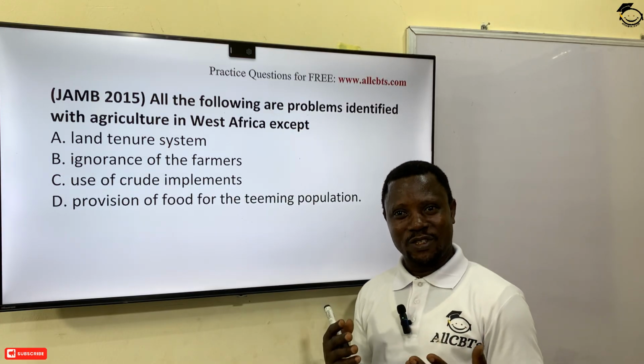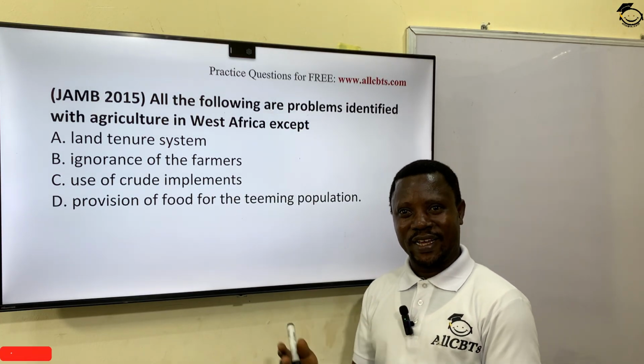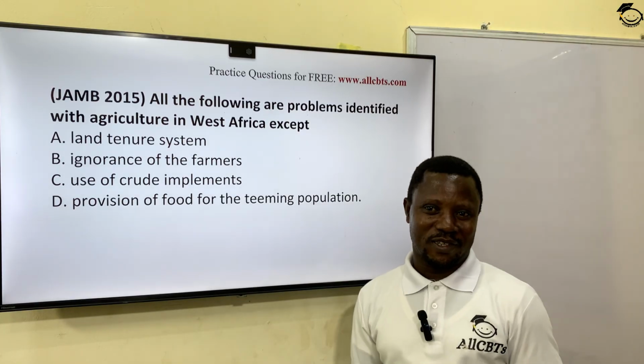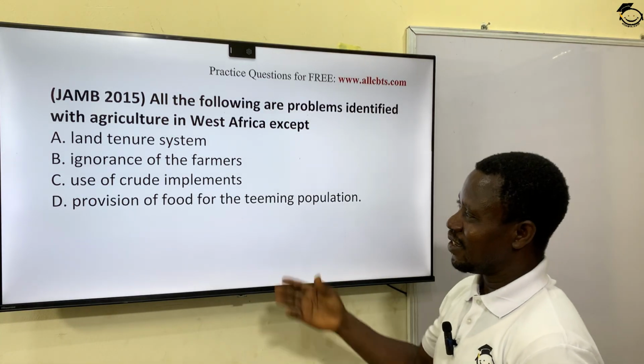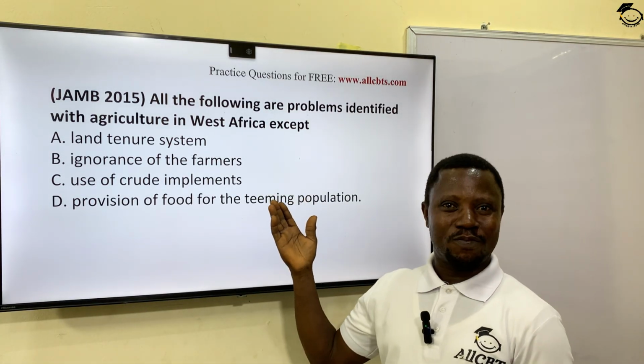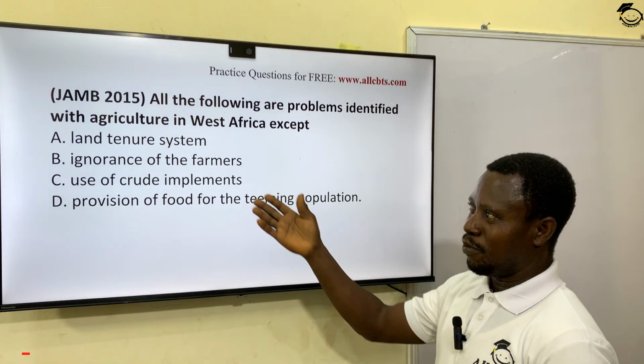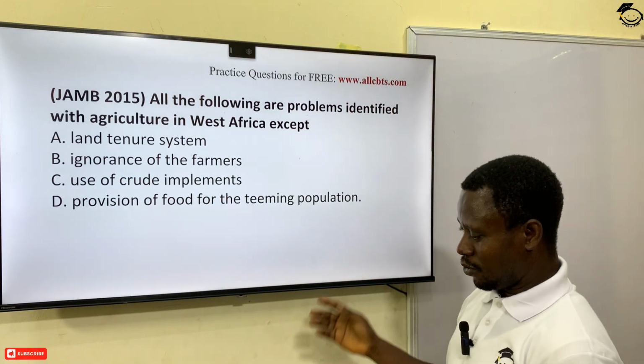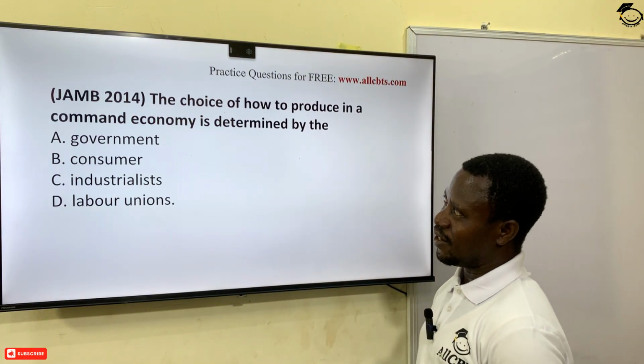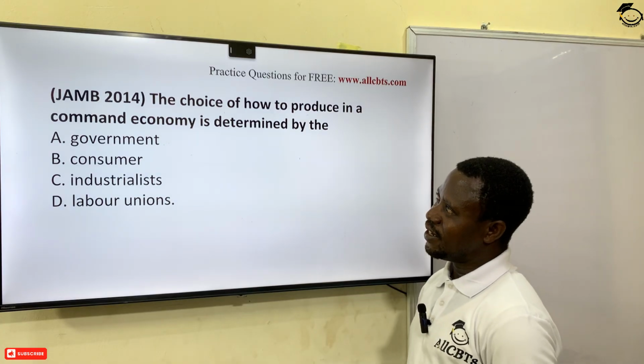When government is banning rice, we are saying that, okay, are we able to produce local rice to the point that is sufficient for everybody? Okay? So this D is not a problem. All right? It's a plus for us. It's an advantage and does not belong to this set. Option D is the correct answer. All right? The next question.